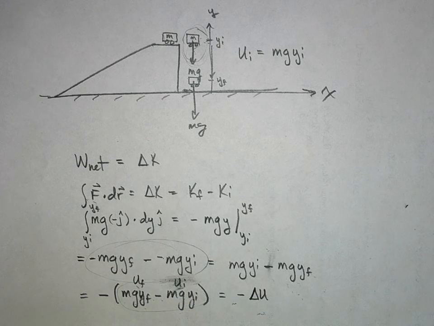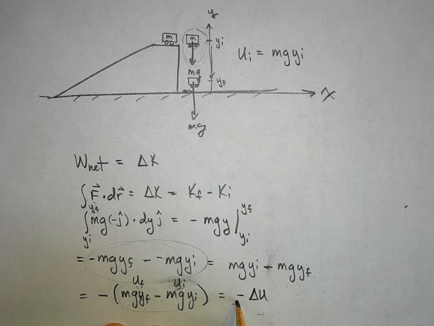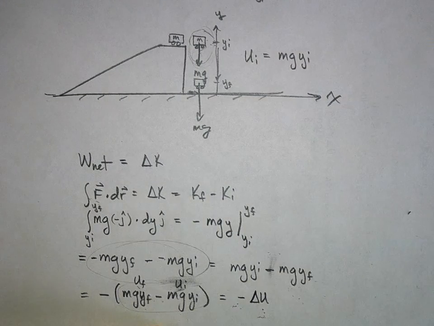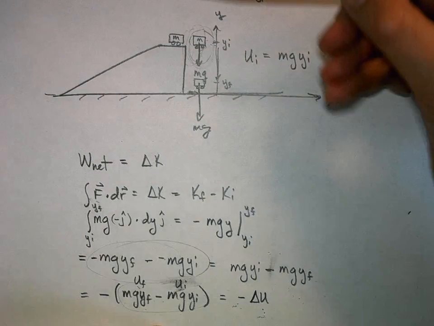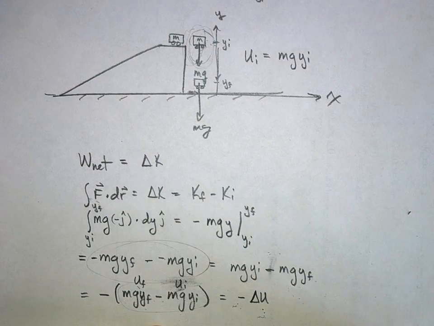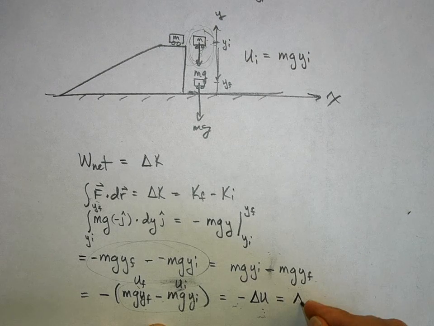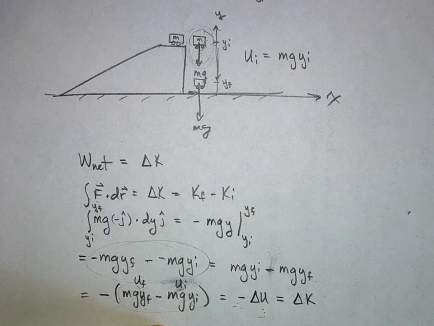Doesn't it make sense if I'm holding a bowling ball over your head? The bowling ball has gravitational potential energy. If I release it, it goes down, and my gravitational potential energy becomes less and less. In other words, I have a negative change in gravitational potential energy. But since the force of gravity is my net force and it's doing work, that work results in a change in kinetic energy.